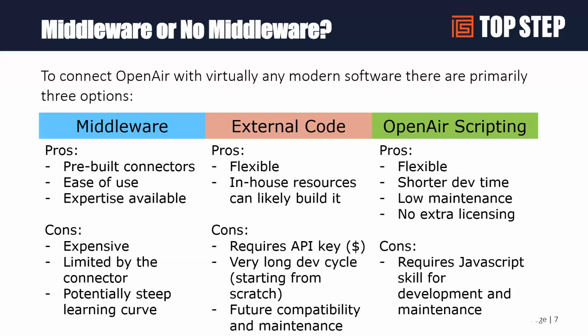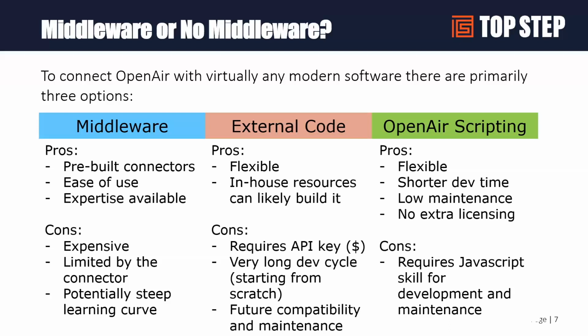It's going to have a shorter development time because it's standard JavaScript, and the objects that you need to interact with OpenAir are pre-built into the tool that you can just access from the scripting engine. It's pretty low maintenance for that same reason, that a lot of the tools that you need to access OpenAir are pre-built, and you don't have to maintain them. And there's no extra licensing, meaning you don't need a middleware cost. You don't need an API key for OpenAir to do this.